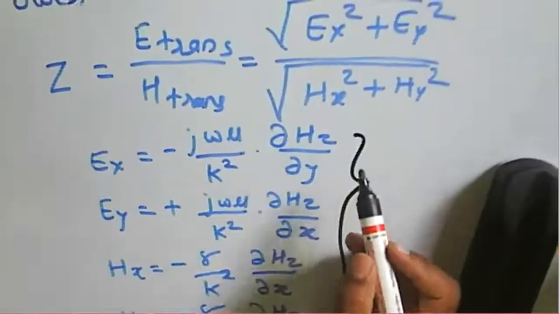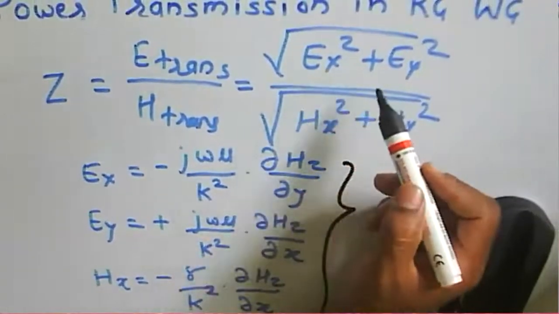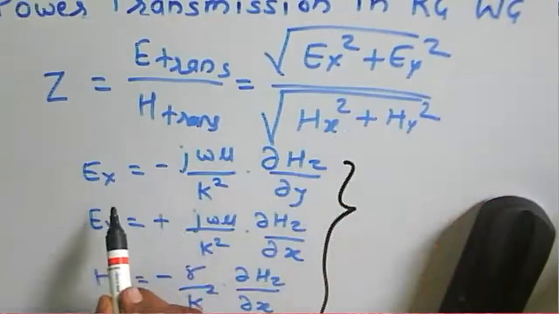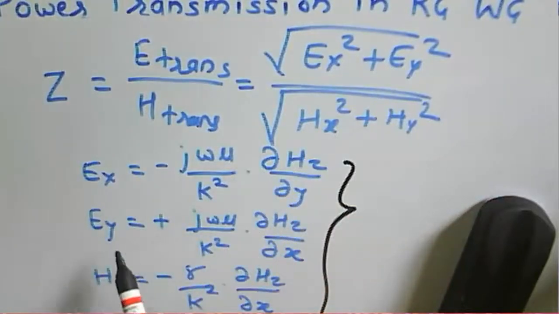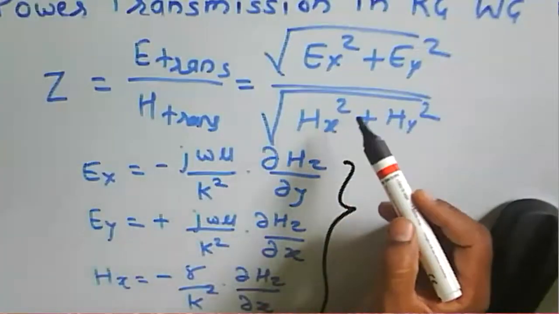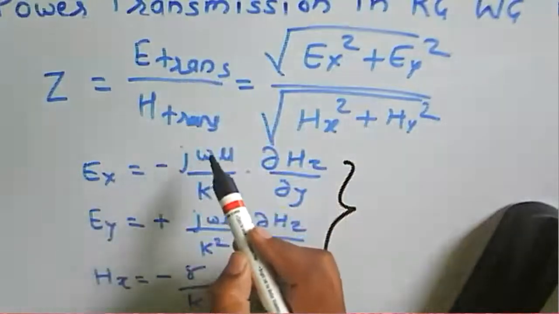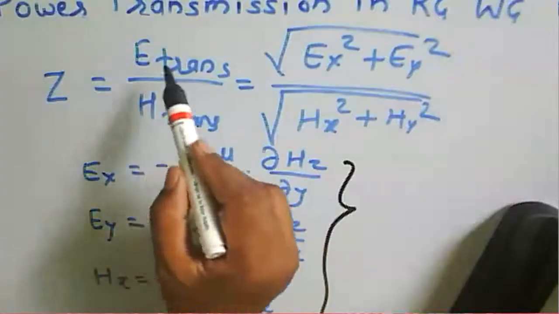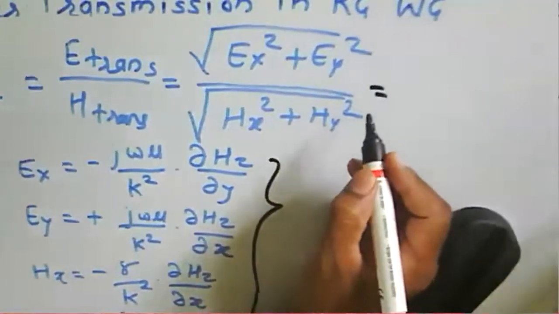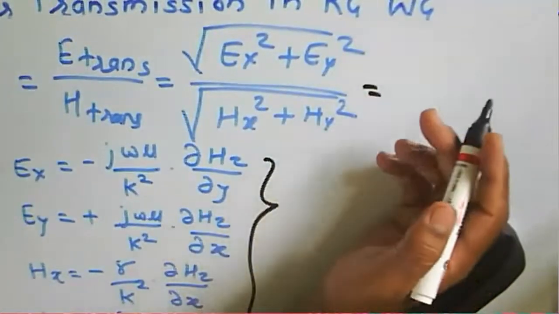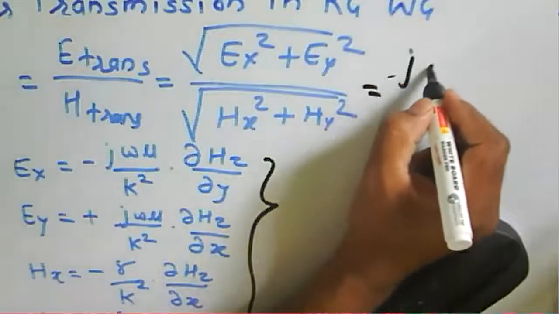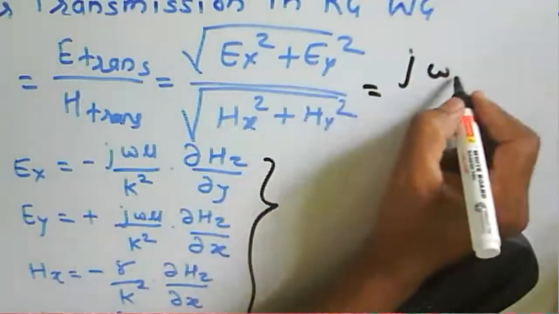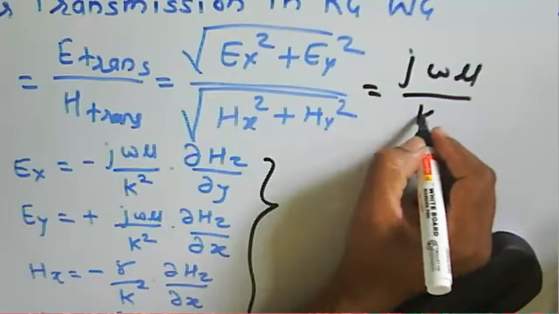If you put that Ex, Ey, Hx, Hy here, for the x we are getting this component, and for the y we are getting this component. If we put that expression there, then we will get a term of this E trans and H trans here, and from that we'll get the expression of Z equal to j omega mu by k square.